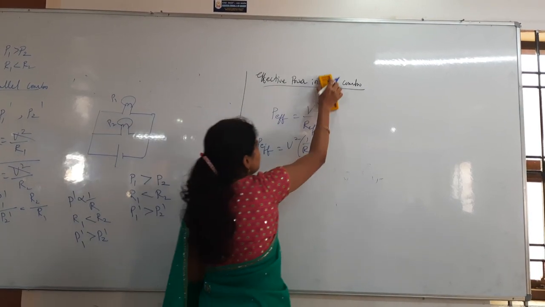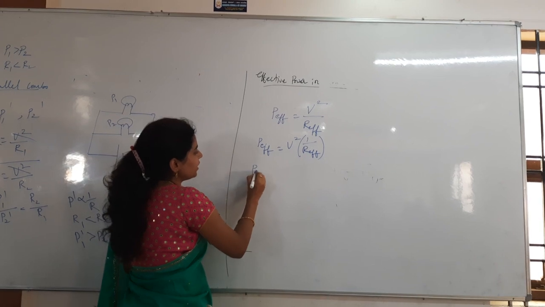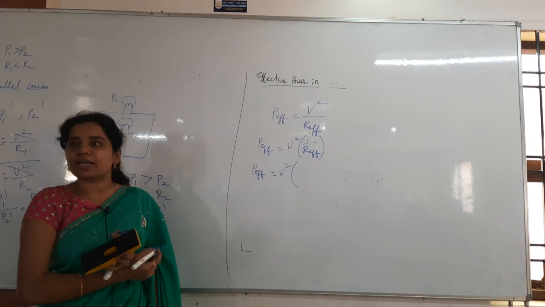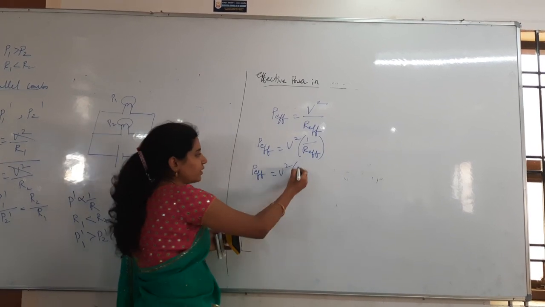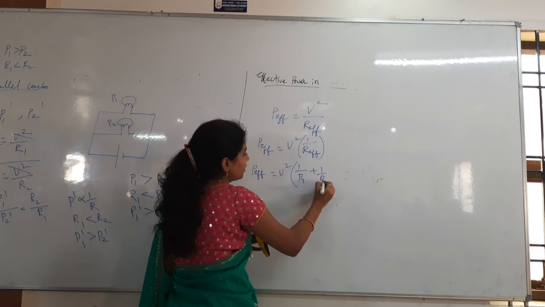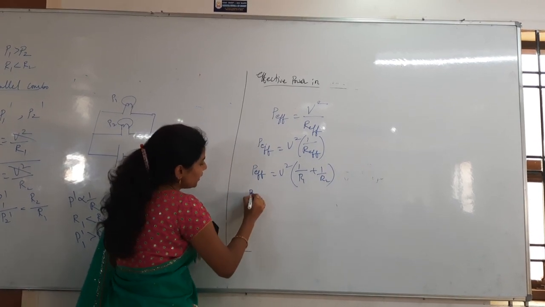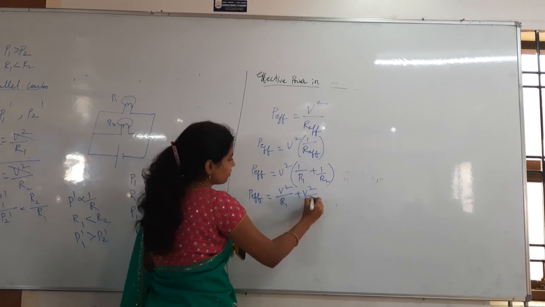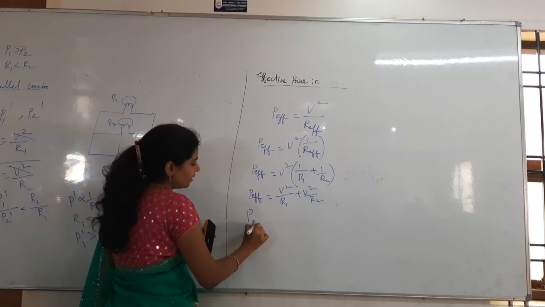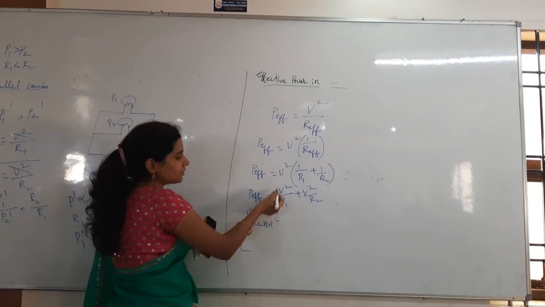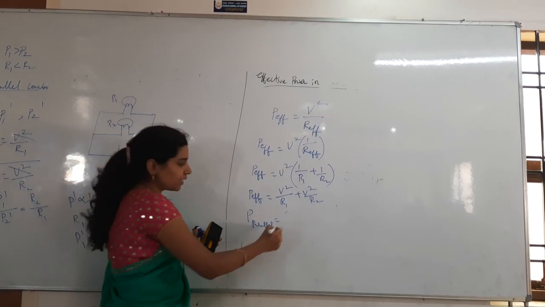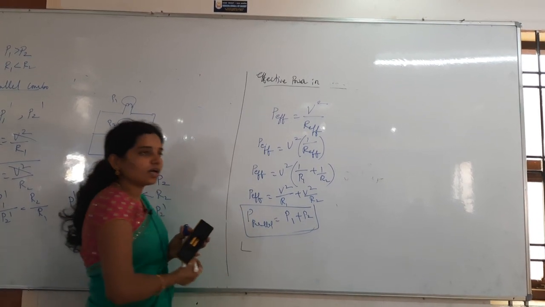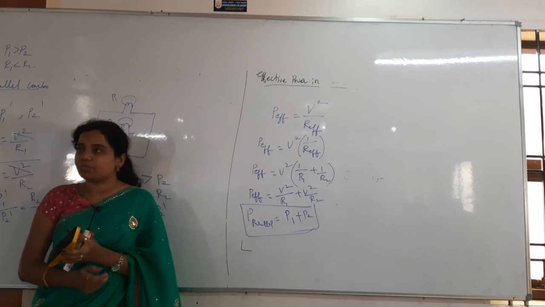Which combination is this? Parallel combination. So P effective is equal to V square into 1 by R parallel, and the formula is 1 by R1 plus 1 by R2. Now I send V square inside: P effective is equal to V square by R1 plus V square by R2. V square by R is nothing but P, so P1 plus P2. That's it, finished. This is the effective power in the parallel combination.